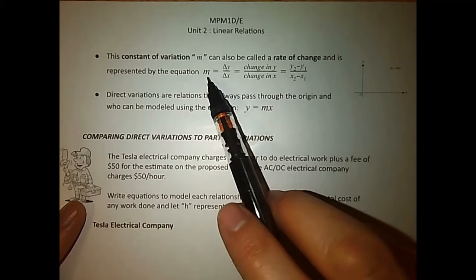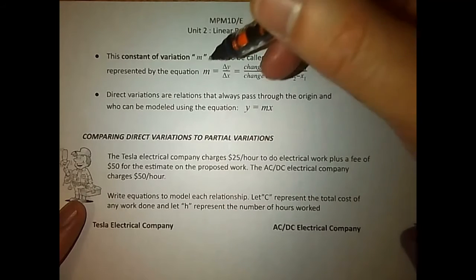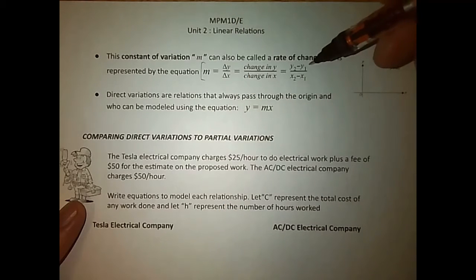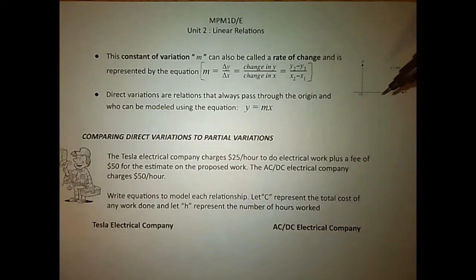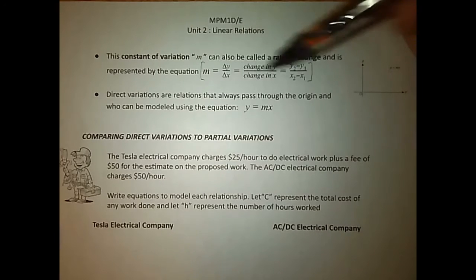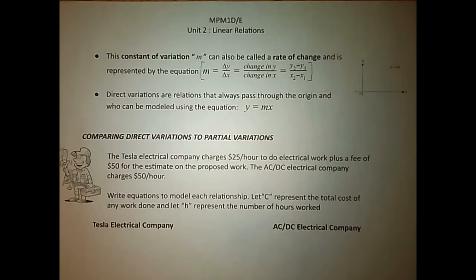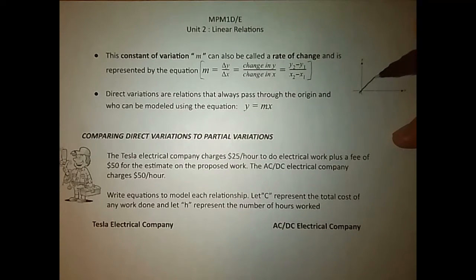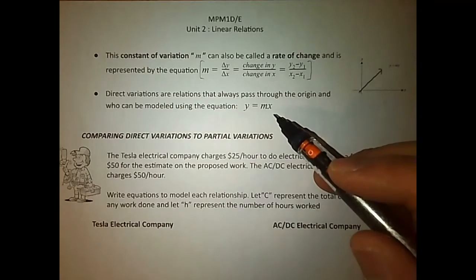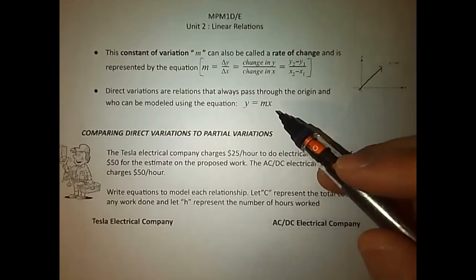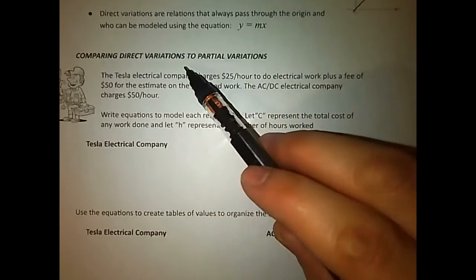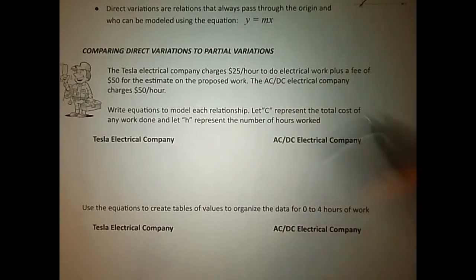It's represented by this equation, which is also represented by these equations here, which look very complicated, but I assure you they are not that bad, and we're actually going to be looking at that in 5.3. So there are other ways we can calculate this constant of variation, also known as this rate of change. So direct variations pass through the origin, we said, and have this equation y equals mx. So now what we're going to do is compare direct variation to partial variations in this other little example here.